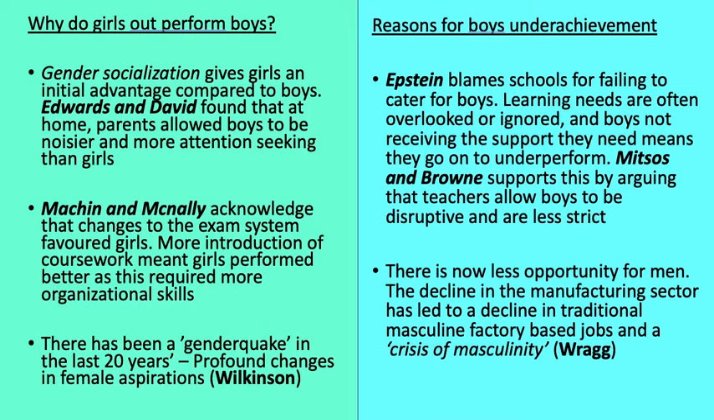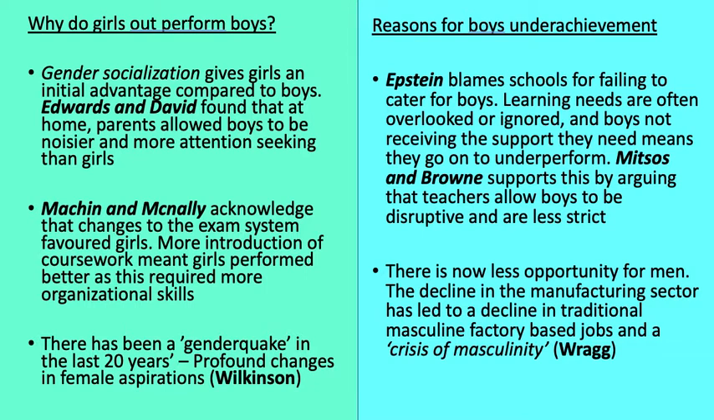Therefore, girls are much more prepared to get on with their schoolwork, meaning they went on to achieve higher grades than boys. So it's making sure that you're linking back at the end to actually why that means girls perform better than boys, rather than just stating the point. And then you've got Mitsos and Browne, who acknowledge that changes to the exam system favoured girls. More coursework meant that girls performed better as they were much more organised compared to boys, who had much more of a last-minute approach to assessment.